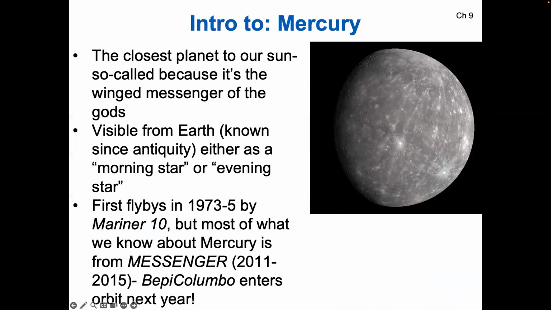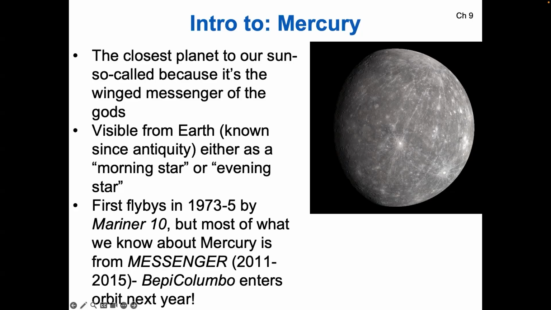So as a quick overview of the planet Mercury, this is what it looks like when you don't have a cool false color image of the planet. It is the closest planet to our sun, and it is so called Mercury because that's the winged messenger of the gods in Roman mythology. It is one of the planets that we've known of since antiquity. And the thing about Mercury is it's called the winged messenger of the gods because it does not really stray from the sun.